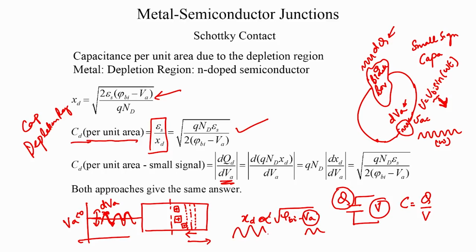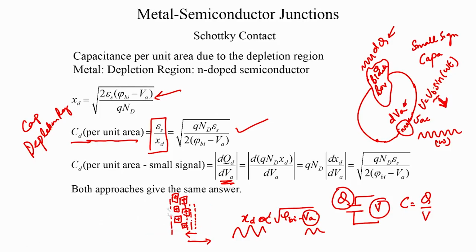So, essentially it covers and uncovers more or less charge. It exposes more donor charges, fixed ions, when VA goes up, and it covers up some of the donor charges when VA goes down. So, by fluctuating XD you expose and cover up these donor charges, and therefore, it is a response of charge to the applied voltage. That is how your Schottky contact behaves in response to a small signal variation in the applied voltage.